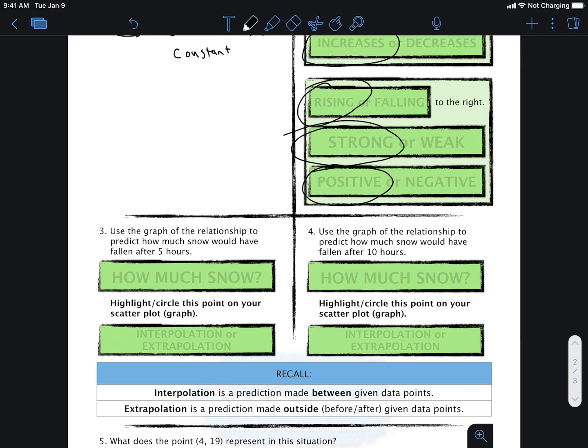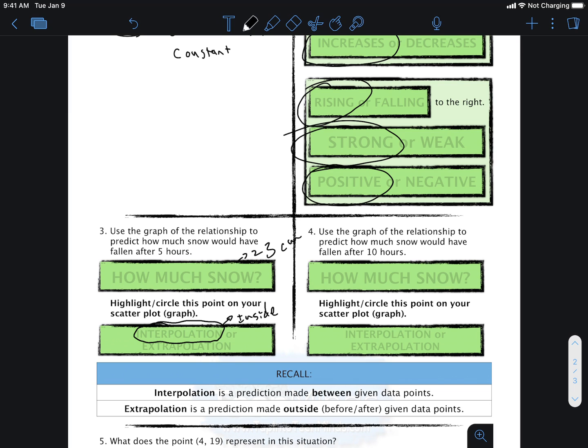We'll write it up here, 23 centimeters. Don't forget your units. Now, we said interpolation because it's inside of the graph, inside your data points from your table.